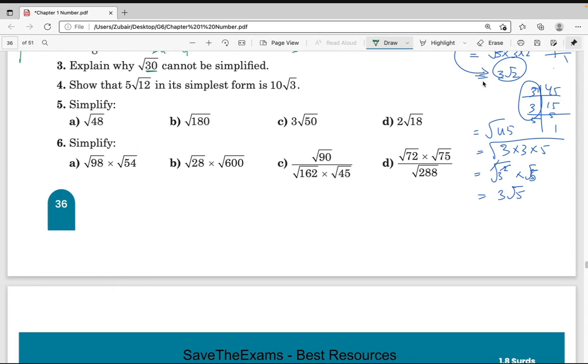30 is 2 times 15, 15 is 3 times 5, 5 and 1. Because 30 equals 2 into 3 into 5, there are no pairs in the prime factorization of 30. So square root 30 stays as square root 30. It stays as it is.